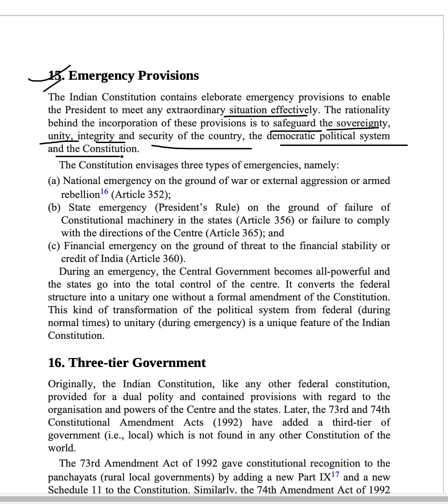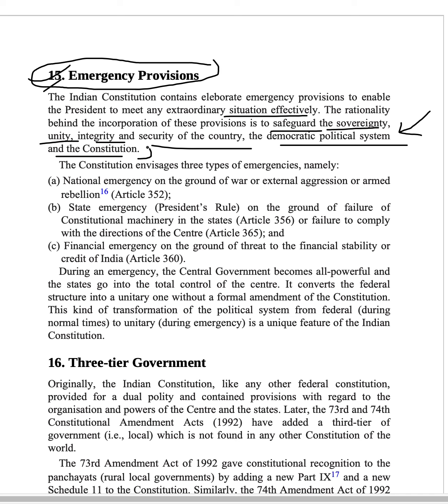So basically, these emergency provisions are incorporated to safeguard three things. First, the unity, sovereignty, and integrity, basically the security of the country. That is the first part. Second is the democratic political system. So democracy is also protected by the emergency. Means in emergency provisions, basically the democracy is taken back. So we give up our democratic political system for a certain period of time in order to save the democracy itself. So that is a sort of paradox here, but that is actually useful.